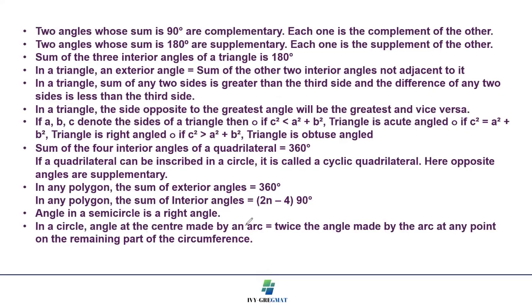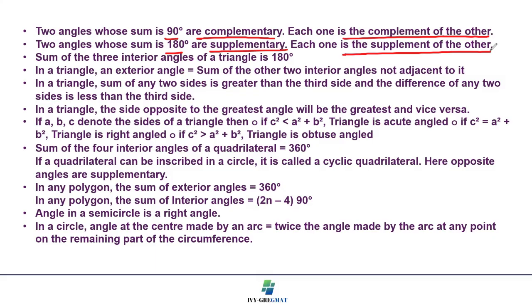This is basically a recapitulation of the entire thing. You can note it down. I believe you must have already noted it down. Anyway, for understanding's sake, I am making it a point to read it for you. Two angles whose sum is 90 degrees are complementary; 180 degrees, they are supplementary. They both mean the same thing, that each is the complement or supplement of the other.